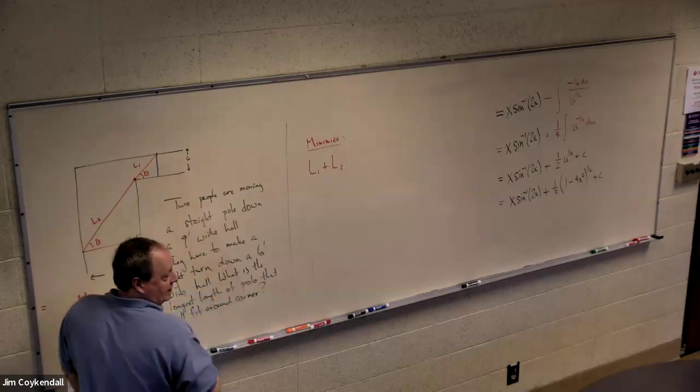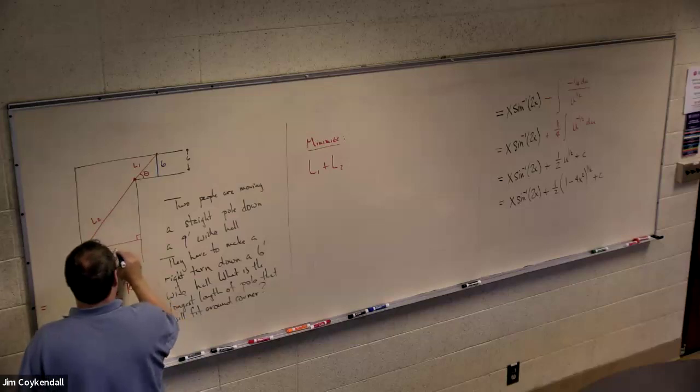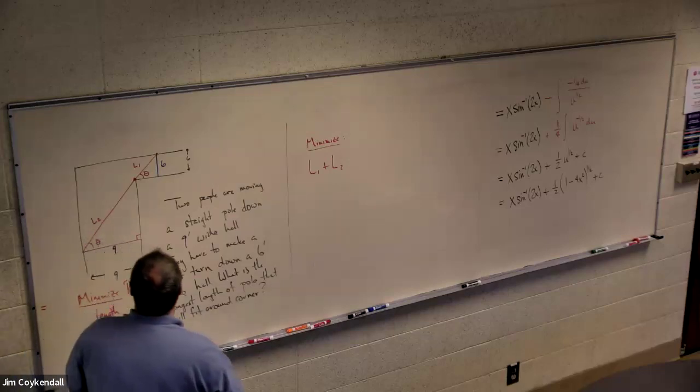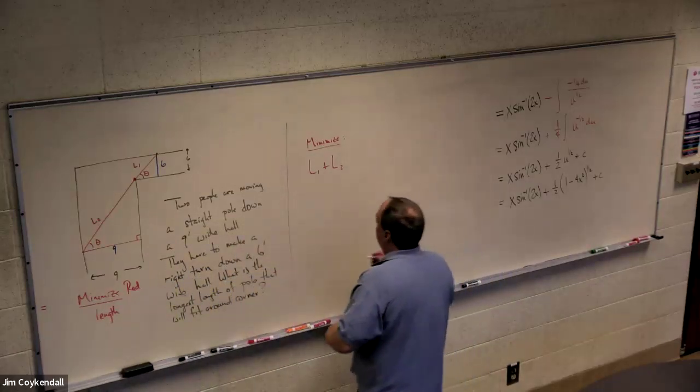That blue length right there is 6. This length right here is 9. So can somebody give me L1 and L2 in terms of theta?